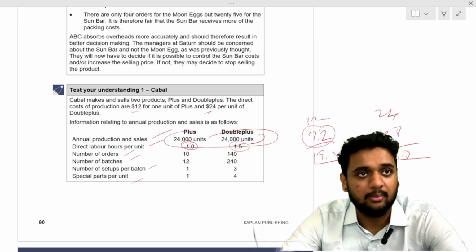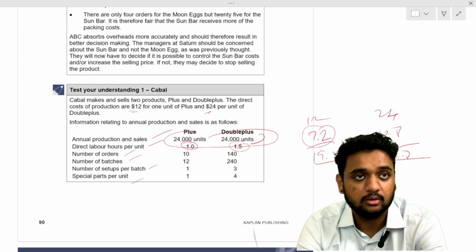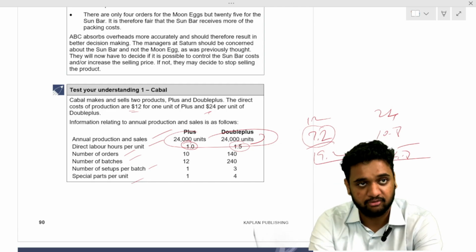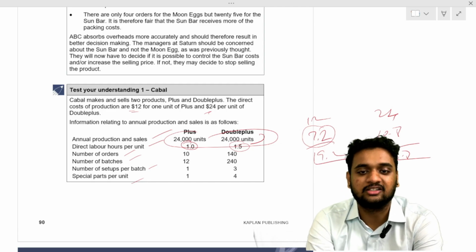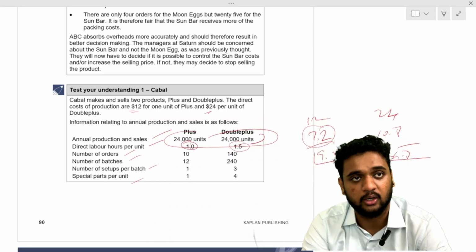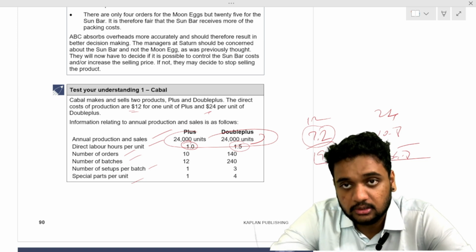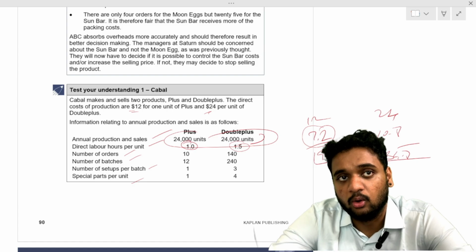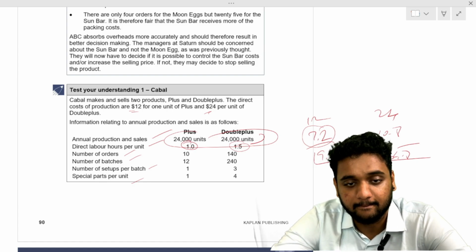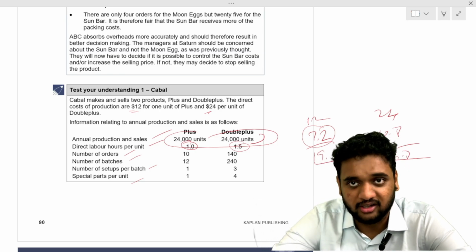7.2 is the cost per labor hour. Multiply by the labor hours per unit: 1 hour per unit and 1.5 hours per unit. So 7.2 into 1 and 7.2 into 1.5. And we have direct cost as 12 and 24. Added to 12 and 24, you get the respective answer. So 12 plus 7.2 is 19.2 and 24 plus 10.8 is 34.8. Understood? Any doubts? This is using the traditional absorption costing method.